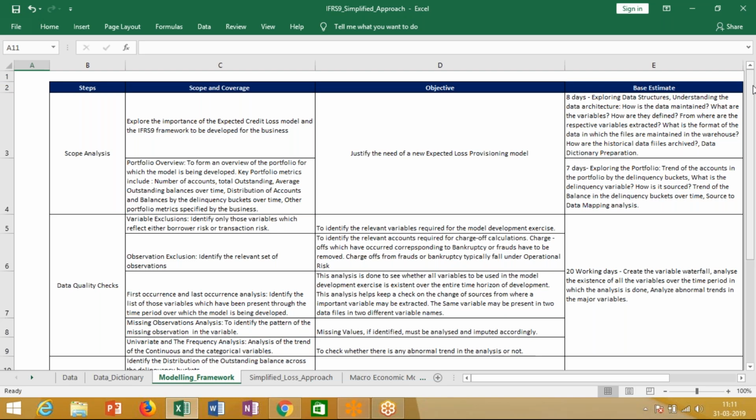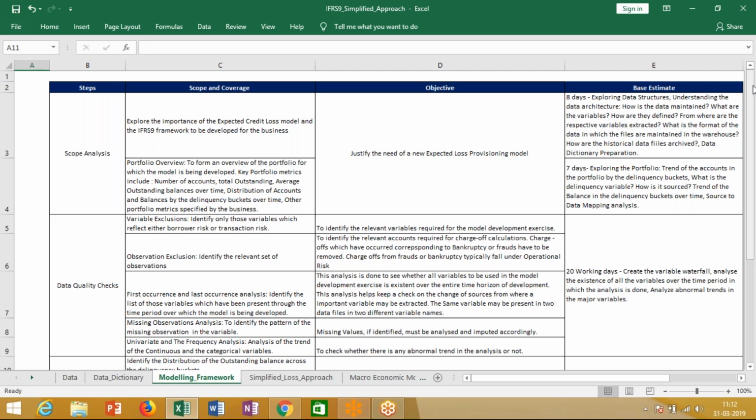So that's what the scope analysis would contain. First, we'll talk about the nature of the asset class. Then we'll talk about the present method of estimation which is used. And from there, we'll talk about why we use the lifetime ECL approach, right?